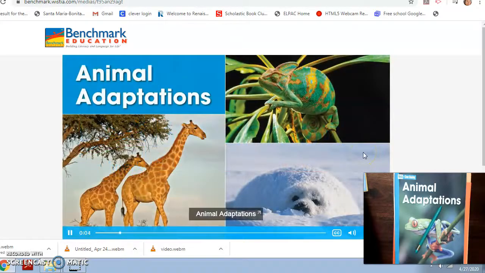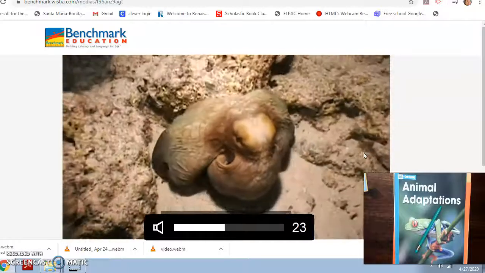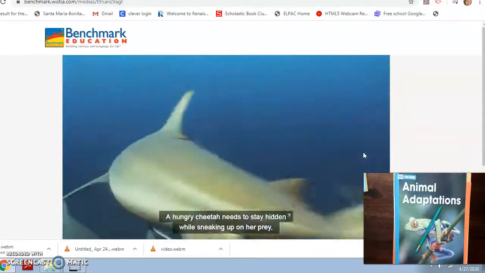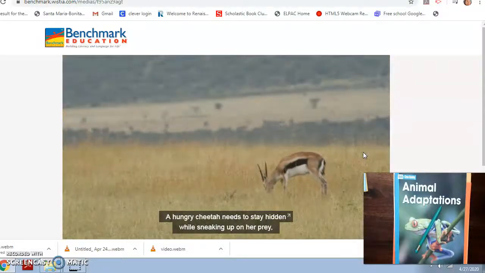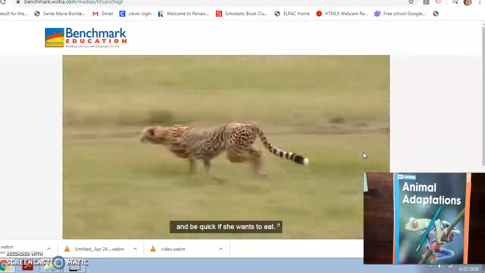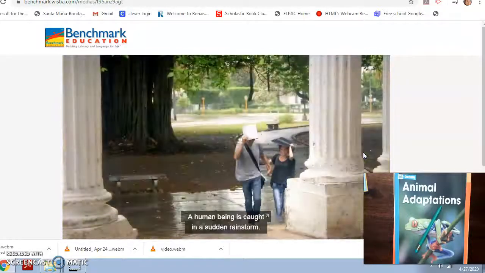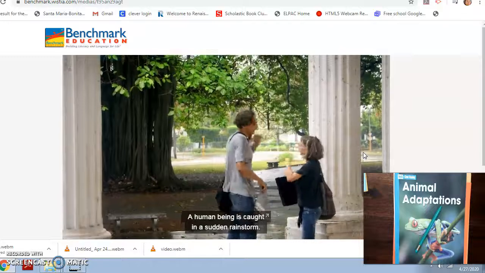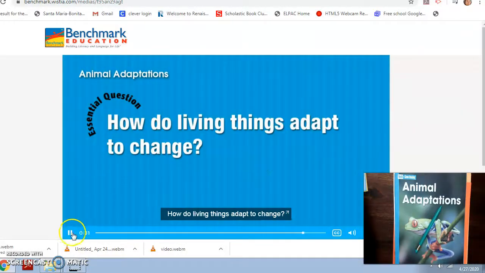Animal Adaptations. An octopus blends into its background when he notices a predator approaching. A hungry cheetah needs to stay hidden while sneaking up on her prey and be quick if she wants to eat. A human being is caught in a sudden rainstorm. How do living things adapt to change?